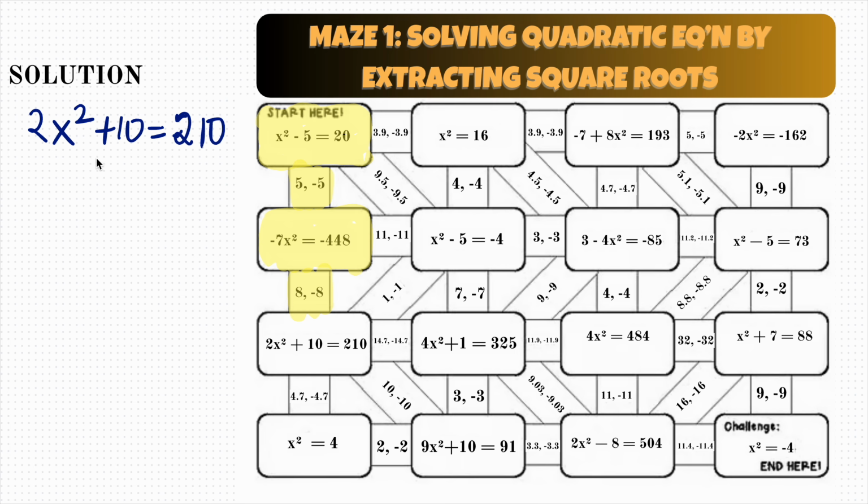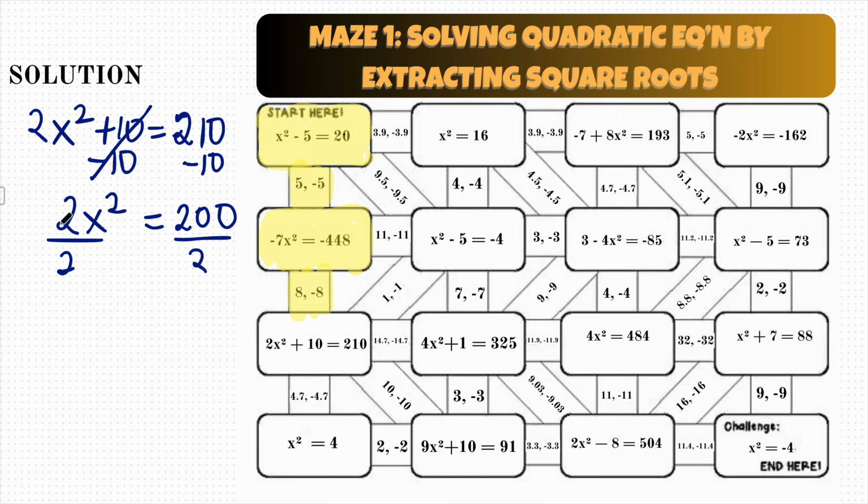For us to do that, we have to subtract 10 from both sides first. Okay, so when we subtract 10, we will cancel this one. The remaining would be 2x squared equals 210 minus 10, which is 200. Now, to isolate that one, we have to divide both sides by 2. So 2 divided by 2 is 1. The remaining would be x squared equals 200 divided by 2, which is 100.